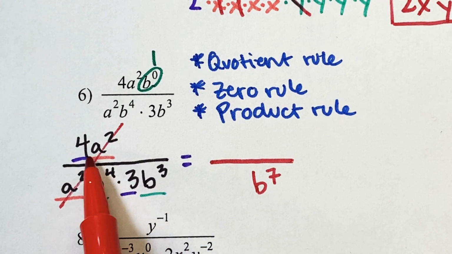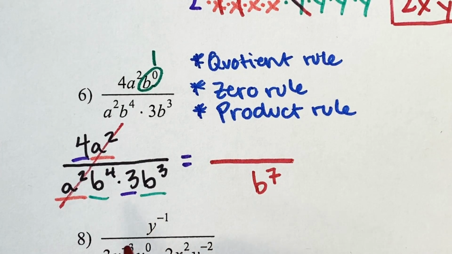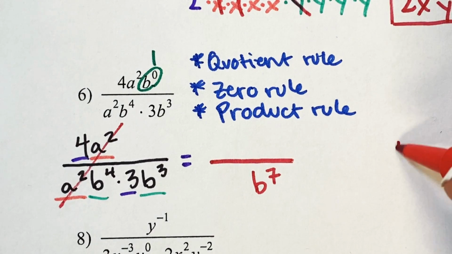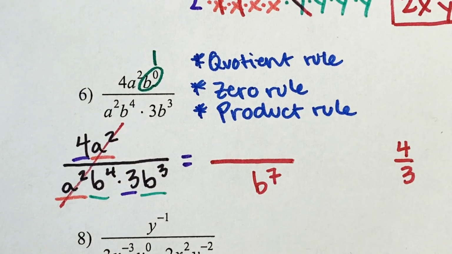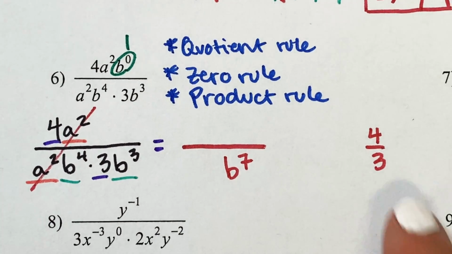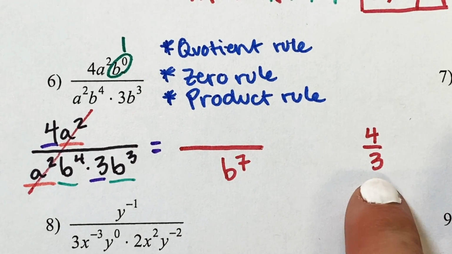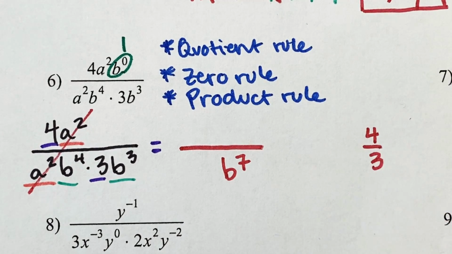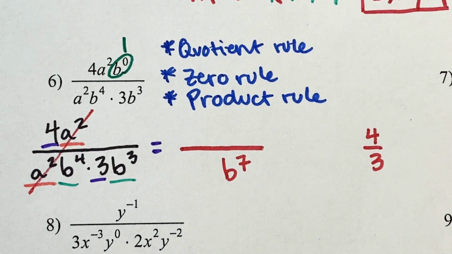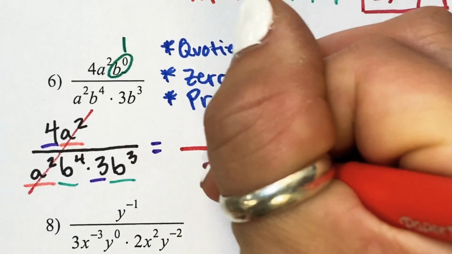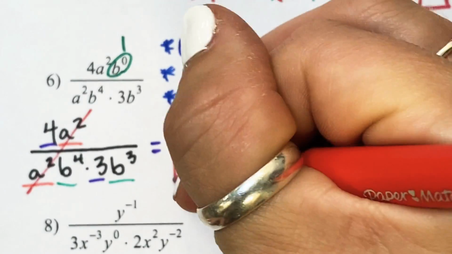The last thing we need to worry about is our 4/3. Turning this into a fraction, over here we have 4/3. Can we reduce 4/3? Are there any numbers that go into 4 and 3? Nope. So that just stays 4/3.